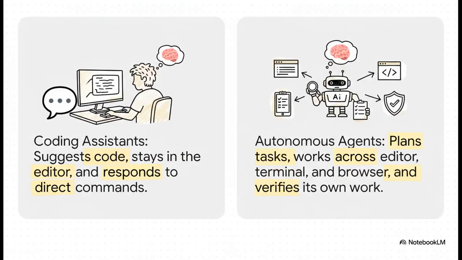And this is where it really clicks. The AI assistants we have now, they're reactive. They give you suggestions, they stay put inside your editor, and they wait for you to tell them what to do. But these autonomous agents, they're proactive. They come up with their own multi-step plans. They can leave the editor, open a terminal, run commands, even open a browser to test a web app. And this is the key. They verify their own work.